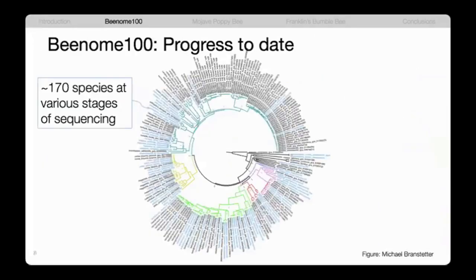We currently have around 170 species in various stages of sequencing and assembly, so we're on our way to exceeding Beenome100. Taxonomically, we've covered all US bee families and over half of the US genera. This figure shows a phylogeny of bees generated using ultra-conserved elements. In blue text are around 90 genomes that we have in a finalized assembly state, and the black are genomes that have been uploaded to NCBI.